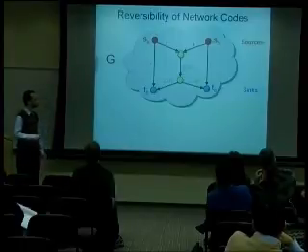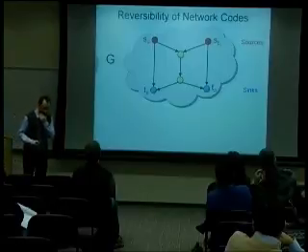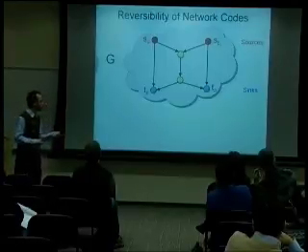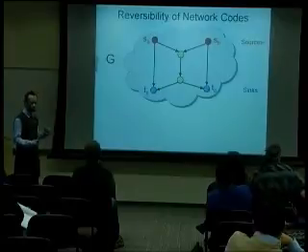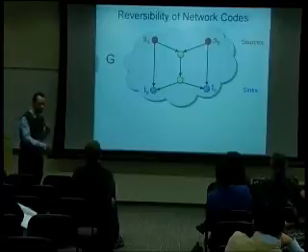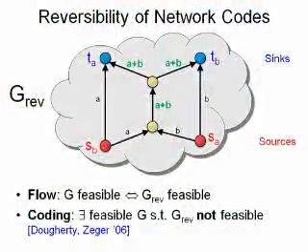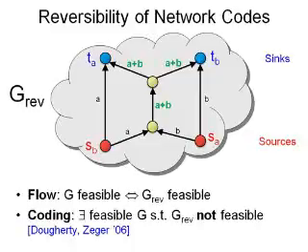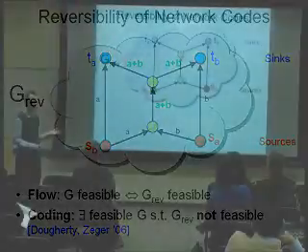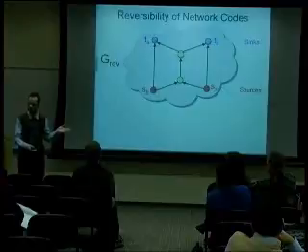Now I'd like to flip things around. Suppose we reverse the directions of all the edges, and we swap the relationship of each source and its corresponding sink, like this. Now imagine a flow solution to this problem. So not a code, we're just doing multi-commodity flow.